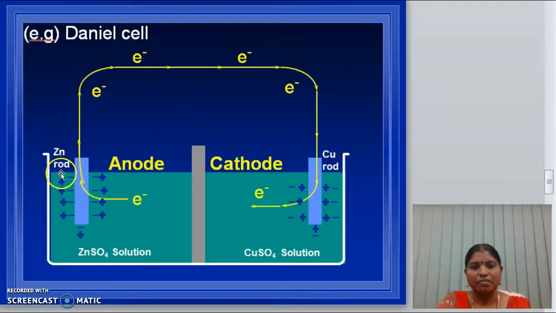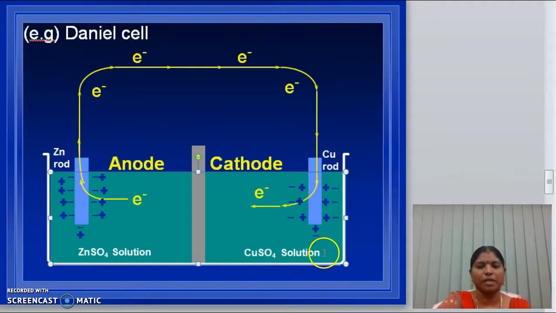taking Daniel's cell as an example, where zinc rod is dipped in zinc sulfate solution and copper rod dipped in copper sulfate solution. Here the zinc rod consists of Zn2+ ions and 2 electrons. Similarly, the copper rod consists of Cu2+ ions and 2 electrons. The zinc sulfate solution consists of Zn2+ and SO4 2- ions. Similarly, the copper sulfate solution consists of Cu2+ ions and SO4 2- ions.